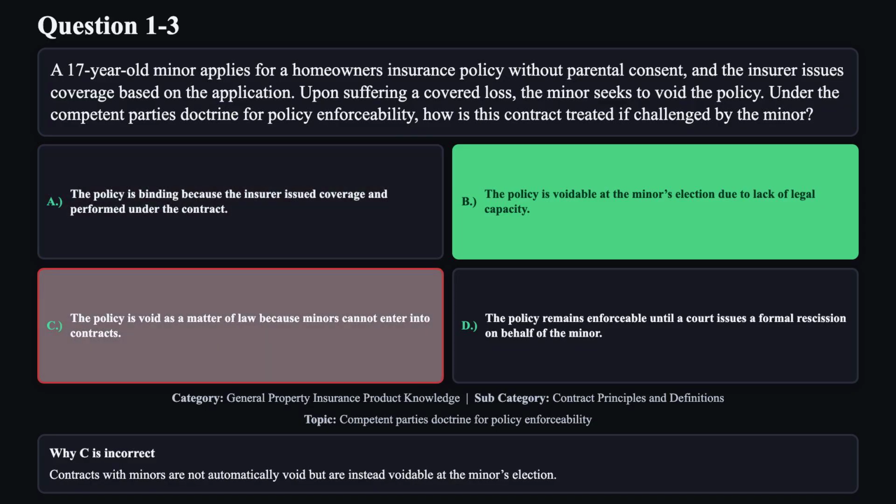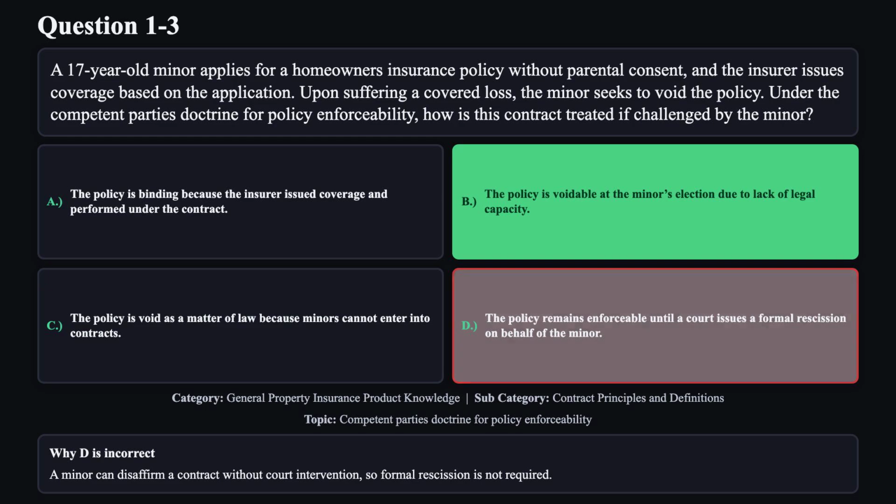Reason C is not correct. Contracts with minors are not automatically void but are instead voidable at the minor's election. Reason D is not correct. A minor can disaffirm a contract without court intervention, so formal rescission is not required.